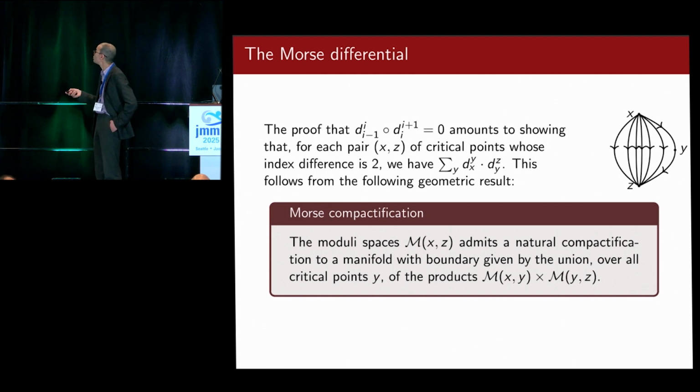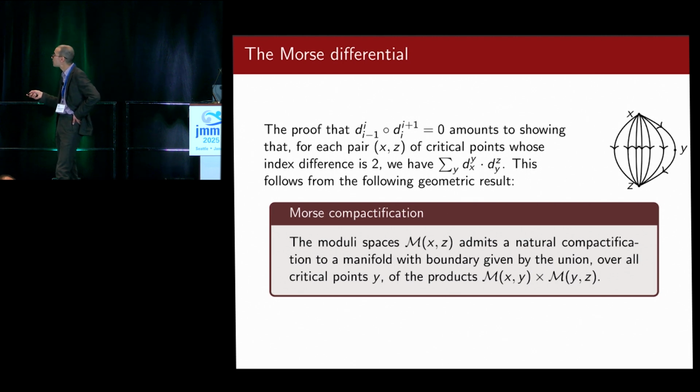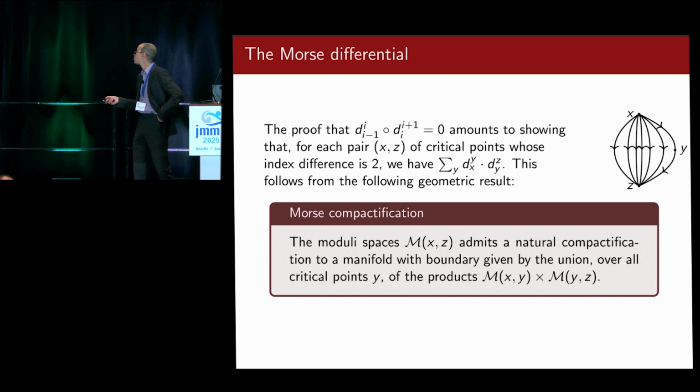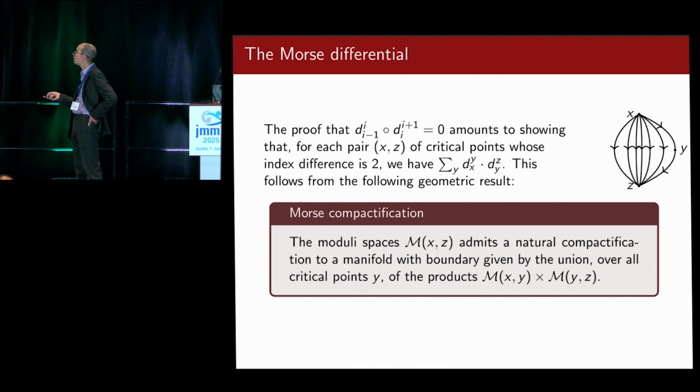So what would it take to prove that d squared equals 0? All that means is that the sum over all index I critical points, the intermediate ones, of dxy times dyz, of the matrix entries, when you take their products like this and take the sum, you get 0. Now, there's a geometric fact that implies this, and the geometric fact is what's called the existence of the Morse compactification. The Morse compactification says when the index difference is 2, not 1, then these moduli spaces are one-dimensional manifolds with boundary that admit a natural compactification. You can compactify them so that the boundary is exactly the union over all critical points y of these products, mxy times myz. And once you have this, you're basically done, because dxy, the entry of the differential, is the number of elements of mxy, and dyz is the number of elements of myz. So of course, this product is the number of elements of the product, and then you conclude that the sum is 0.